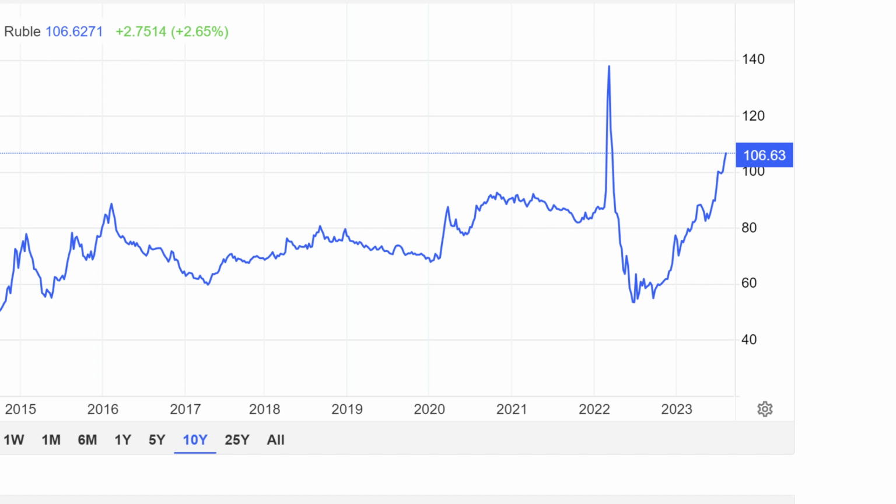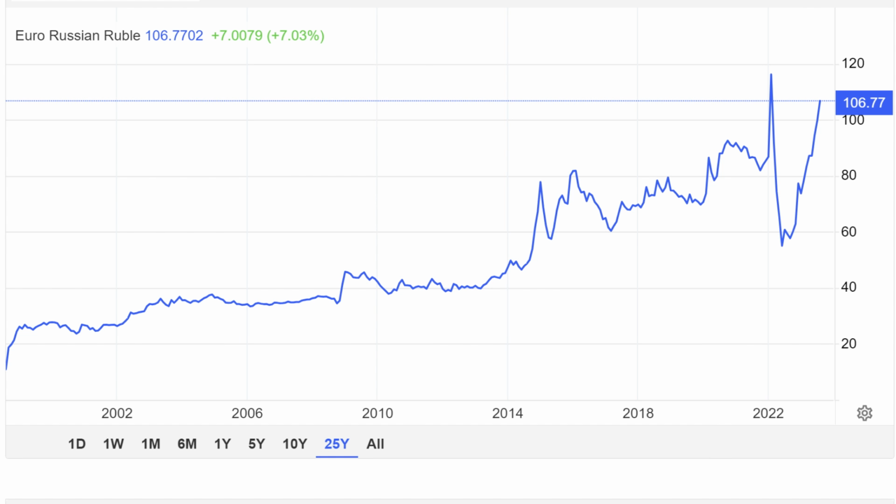If we expand the chart out to show the 10-year position, you can see that the current rate is by far the worst that the Russian ruble has traded at. And the chart for the last 25 years shows the significant decline in the ruble.